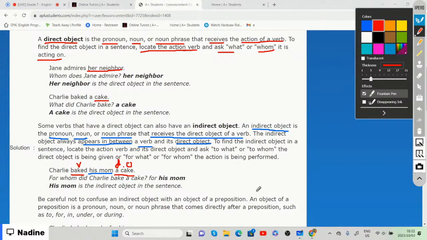And remember, try not to confuse an indirect object with an object of a preposition. Because an object of a preposition is a pronoun, a noun, or noun phrase that comes directly after a preposition, such as to, for, in, under, or during.